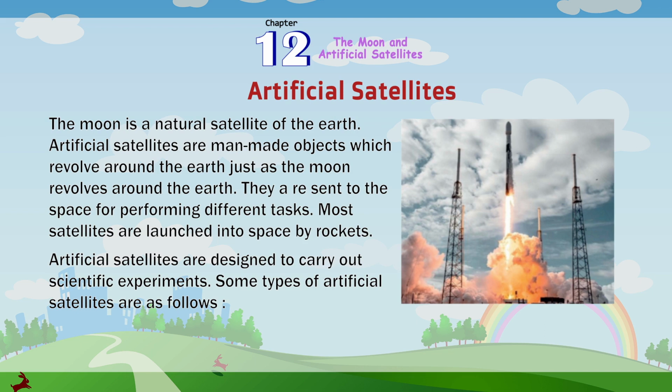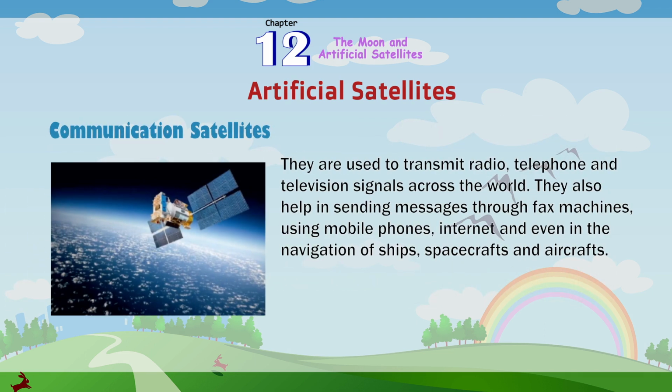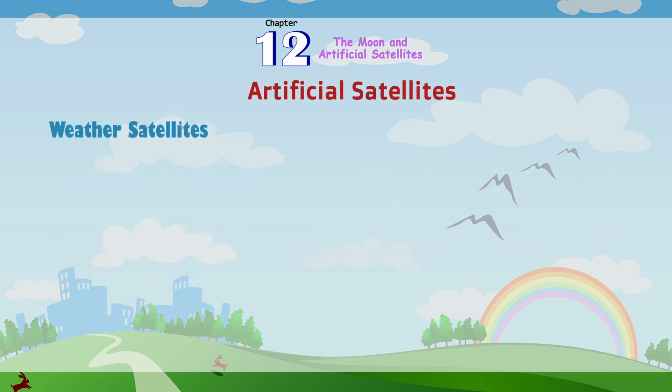Some types of artificial satellites are as follows: communication satellites. They are used to transmit radio, telephone, and television signals across the Earth. They also help in sending messages through fax machines, using mobile phones, internet, and even in the navigation of ships, spacecrafts, and aircrafts.